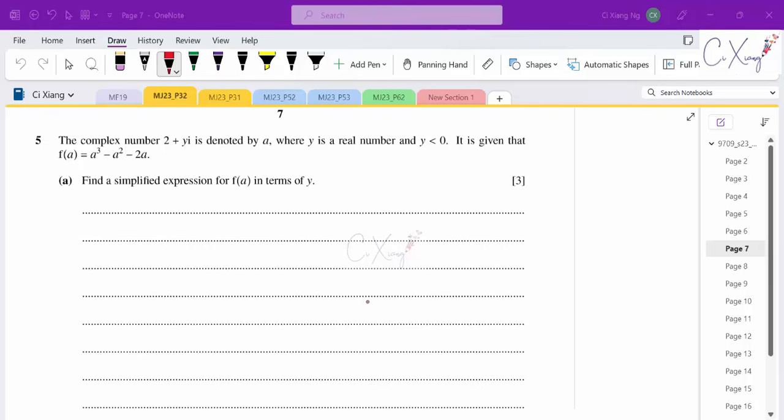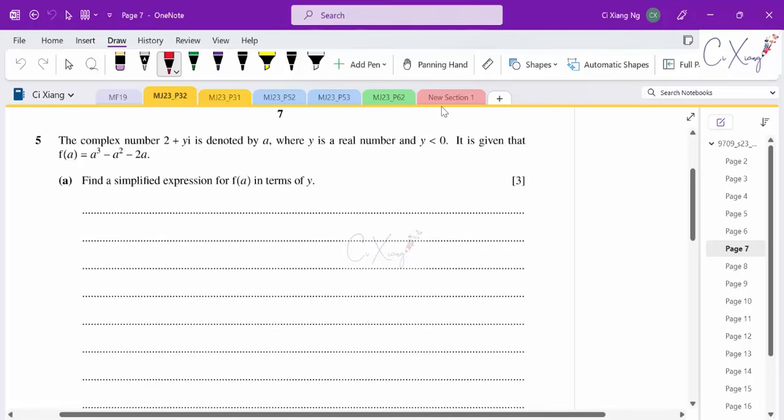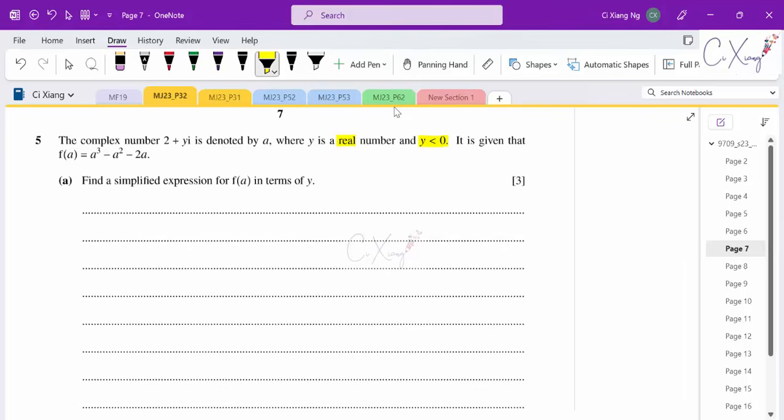Now we come to question number 5. We have a complex number 2 plus yi, which is denoted by a, and y is a real number, where y is smaller than 0. It is given that the function f(a) equals a power 3 minus a squared minus 2a. They want us to find a simplified expression for f(a) in terms of y. To do that, we have to substitute a using 2 plus yi, so that I will have a function in terms of y.